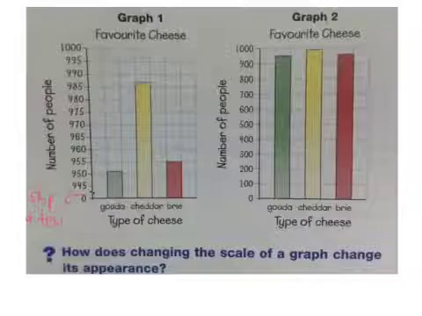In our graph 2, because our scale starts at 0 and increases by 100 each time, all our numbers are between 900 and 1000. And therefore the graph is harder to read in graph 2 than in graph 1. So our big question is, how does changing the scale of a graph change its appearance?